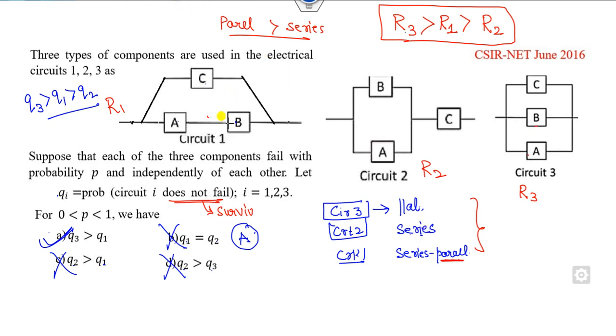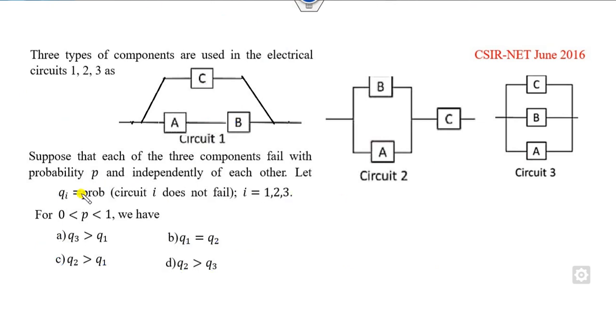Second method: if you want to calculate them instead, what is that? Firstly, I can try to find Q1. They are in parallel. So each component fails identically and independently. Fine. So this is the probability of failure. What is the probability of survival? 1 minus P, 1 minus P, 1 minus P.